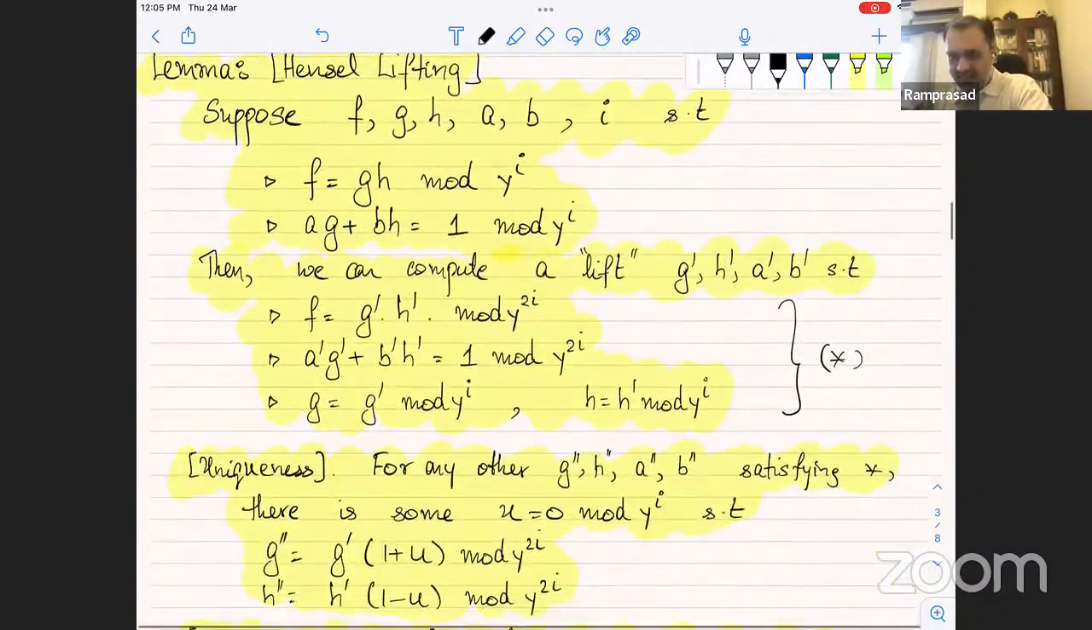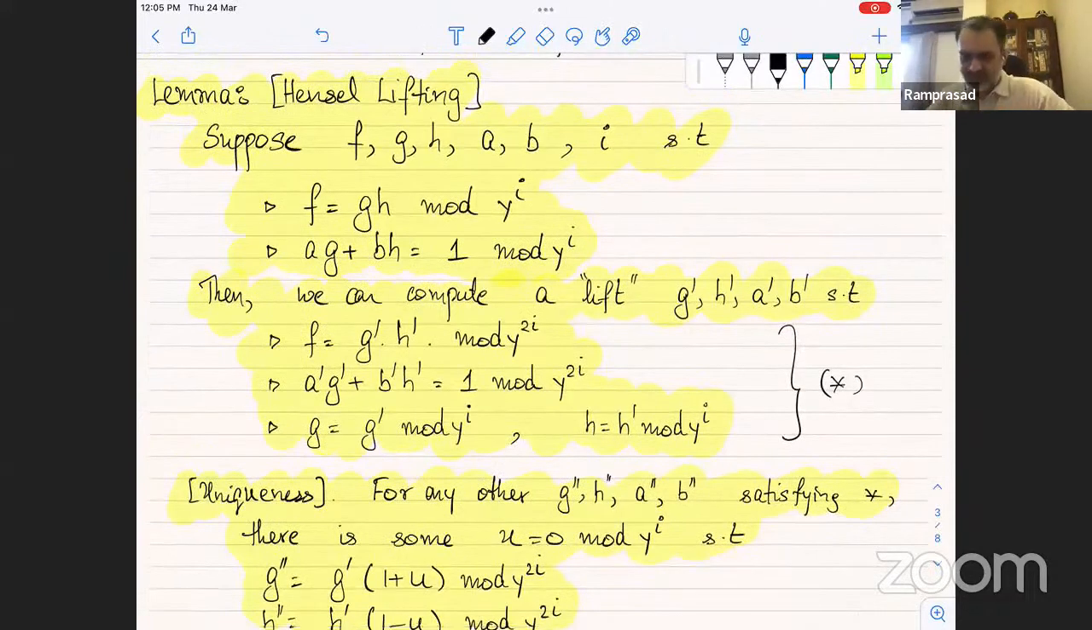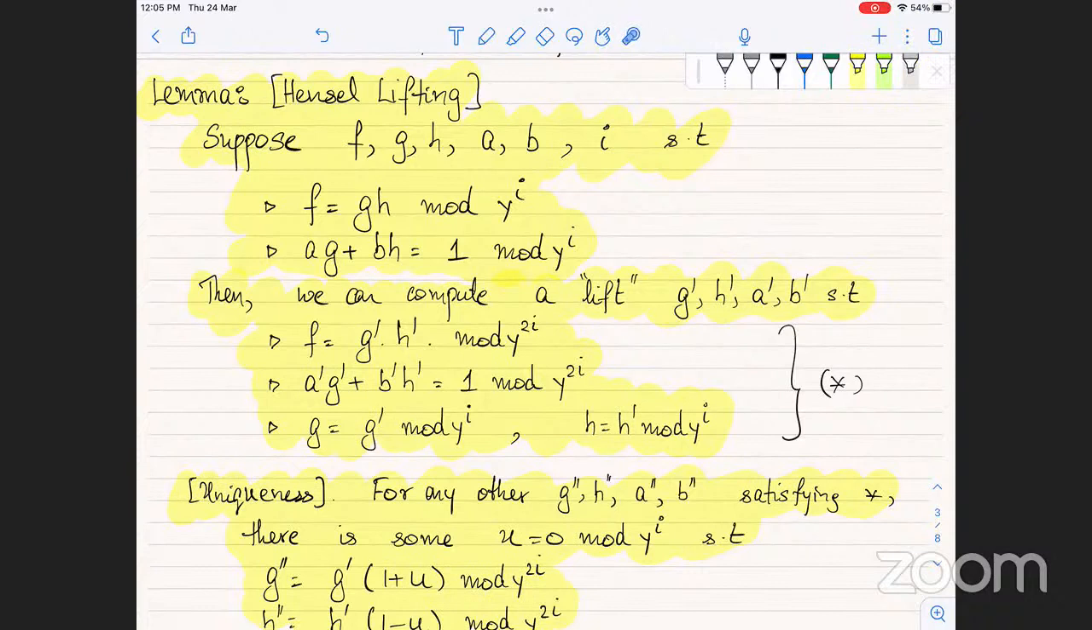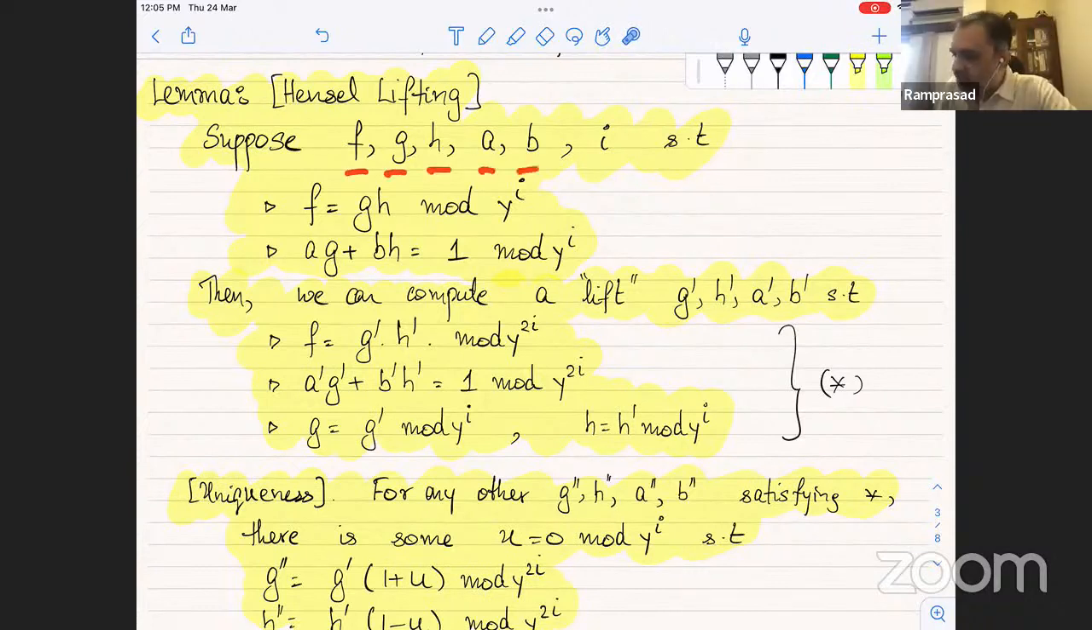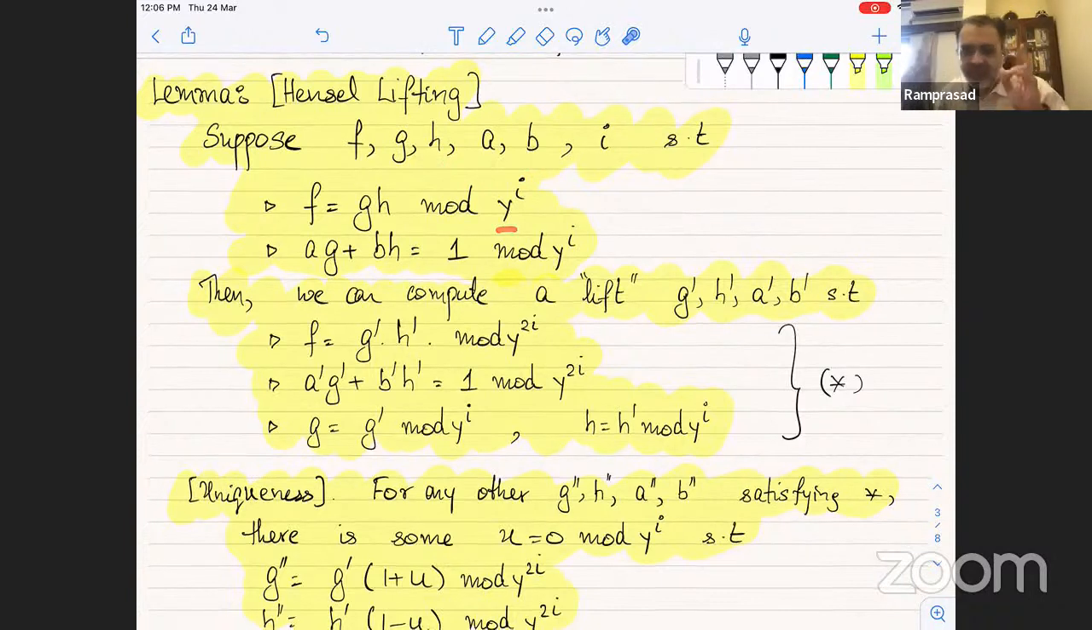It's a long lemma, but it has many subparts in it. Each of them is very clean to explain, so I'll go over it slowly. The Hensel lifting lemma basically says the following. Suppose you have a bunch of things of the form f, g, h, a, and b, and a parameter i. This is your input data. We were starting with g naught, h naught, some a and b, and i being equal to 1, in the sense that we were having some equation mod y power 1.